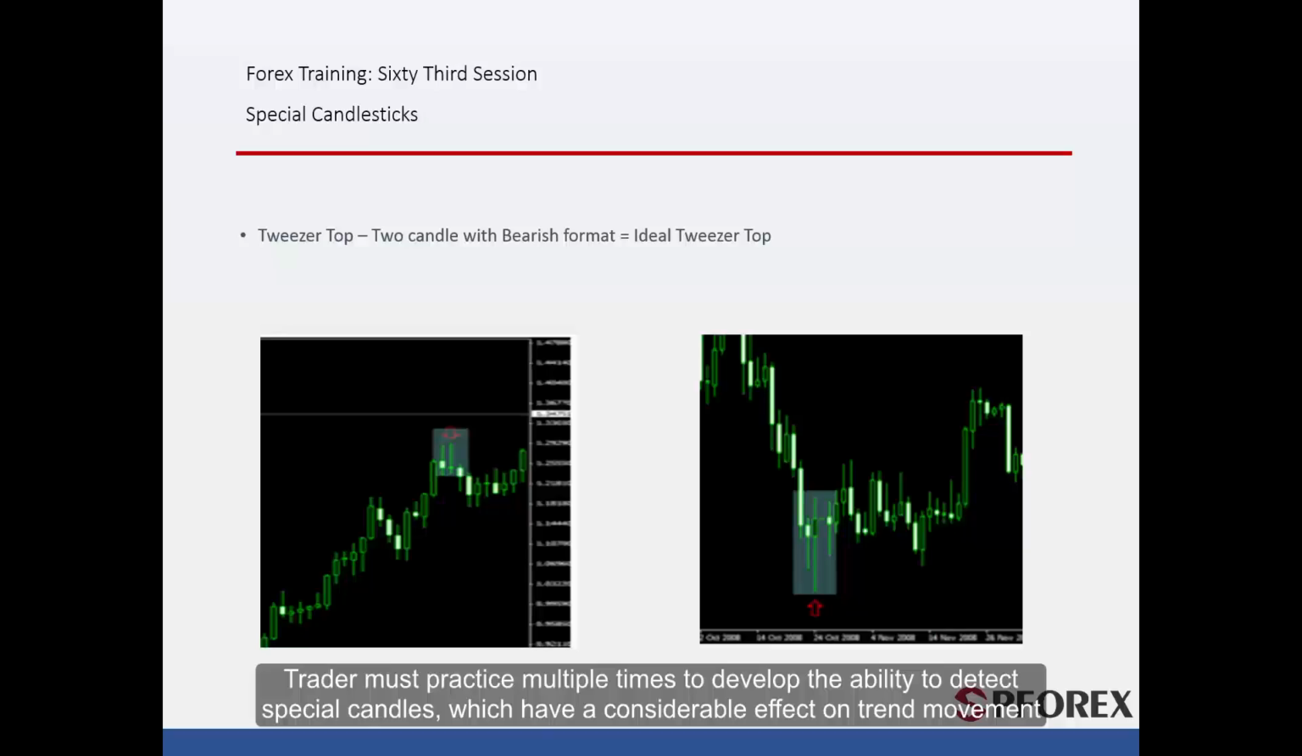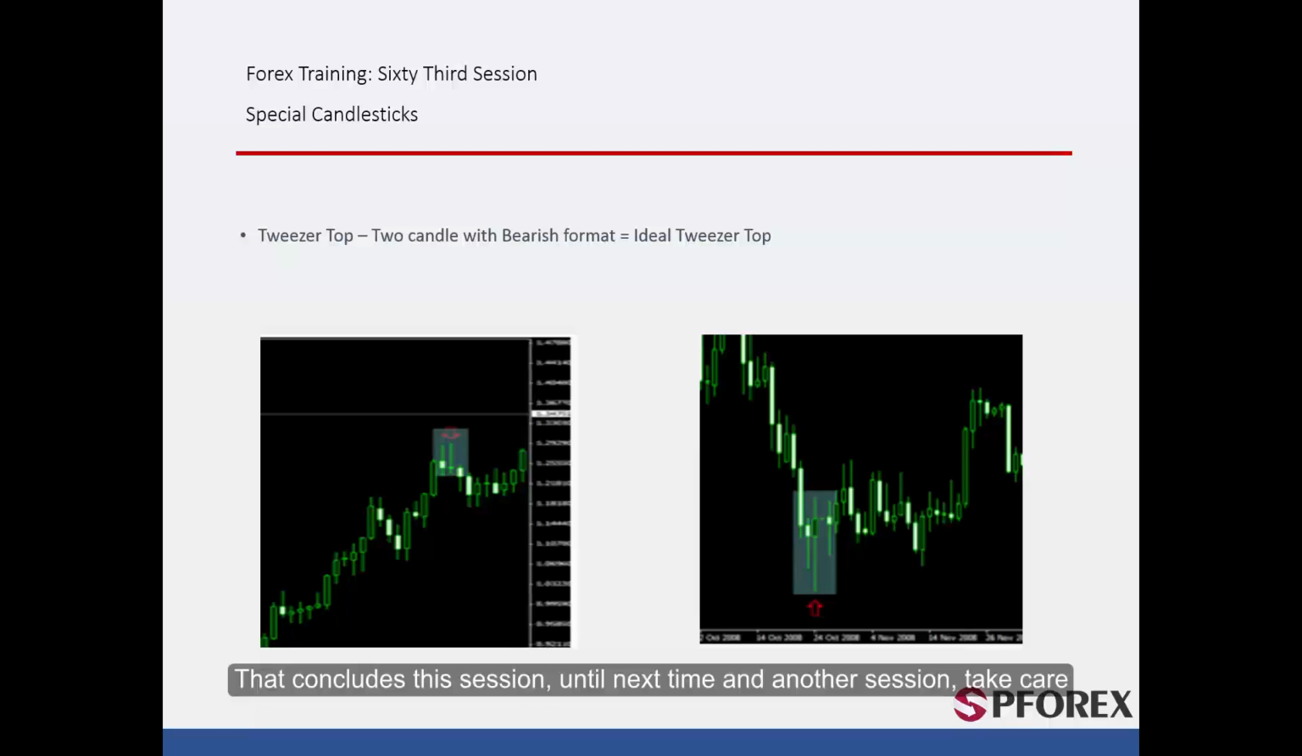Traders must practice multiple times to develop the ability to detect special candles, which have a considerable effect on trend movement. That concludes this session. Until next time and another session, take care.